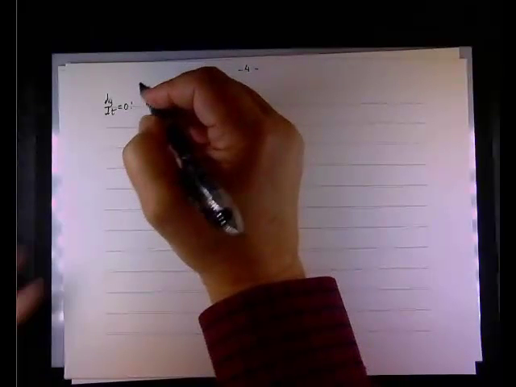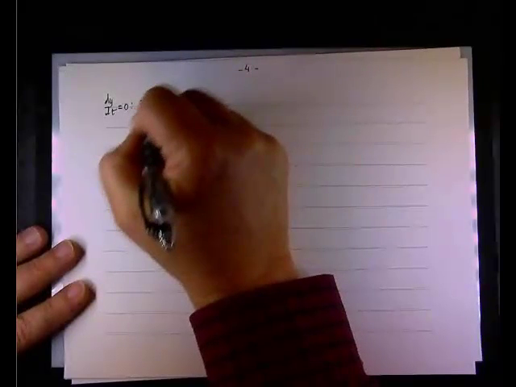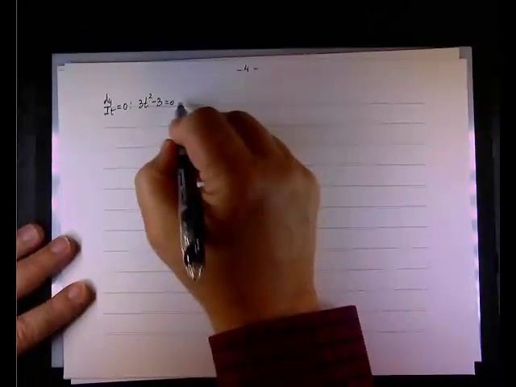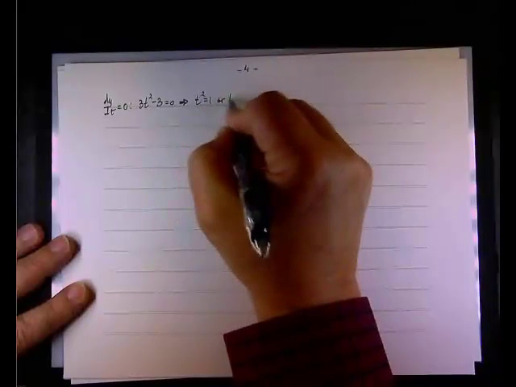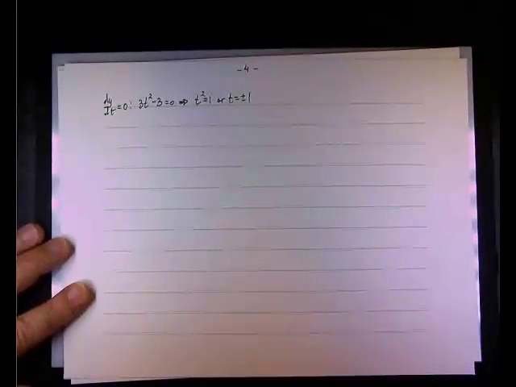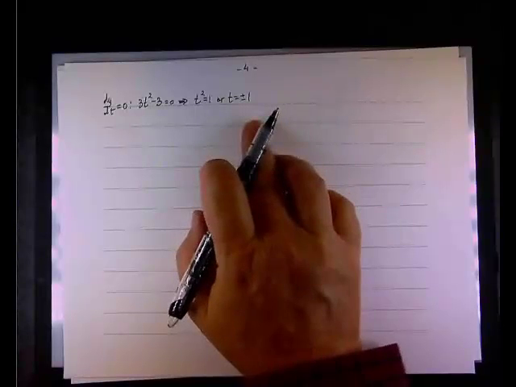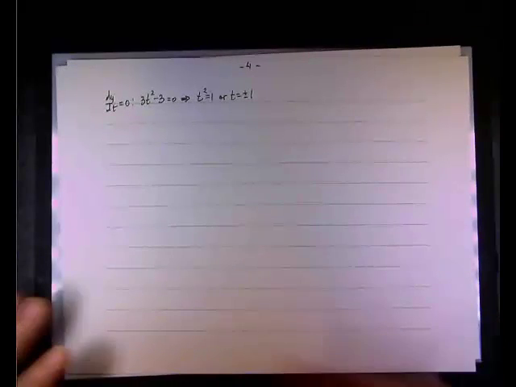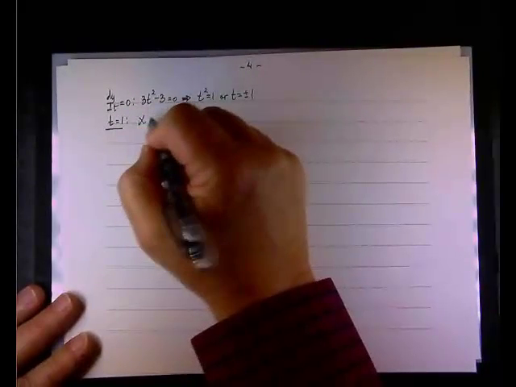And we start with dy/dt equals 0. We already calculated dy/dt. It's 3t squared minus 3, isn't it? So we want 3t squared minus 3 to equal 0. And this happens when t squared equals 1, or t equals plus or minus 1. Okay? So those values of t will give us points where the tangent is horizontal.